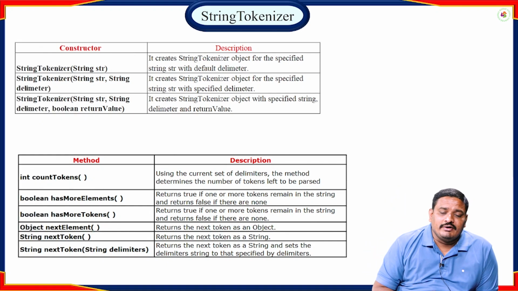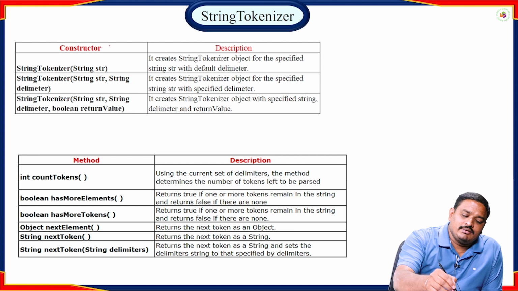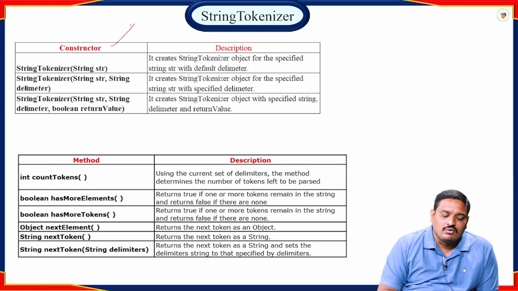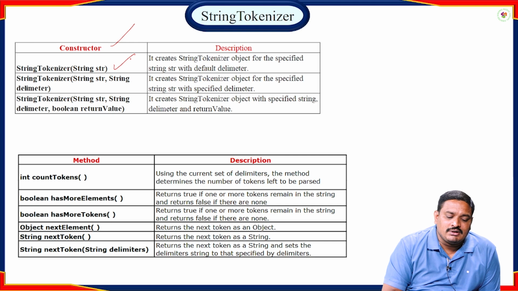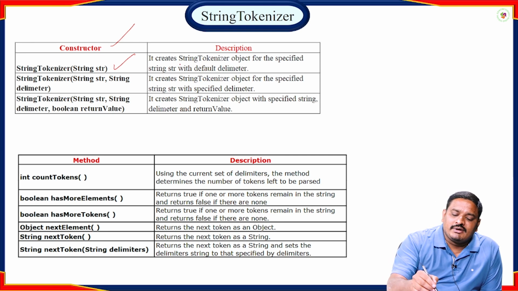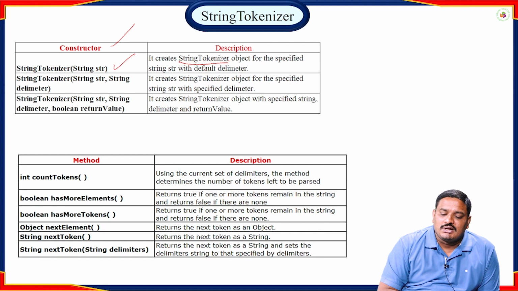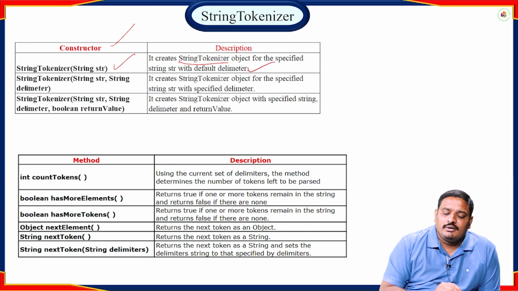Next are the constructors and methods. StringTokenizer has four constructors. What are the four constructors? StringTokenizer with one parameter, which is a string parameter. What is the meaning of this? It creates the StringTokenizer object for the specified string with the default delimiter.